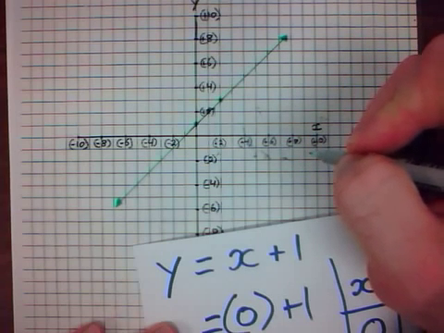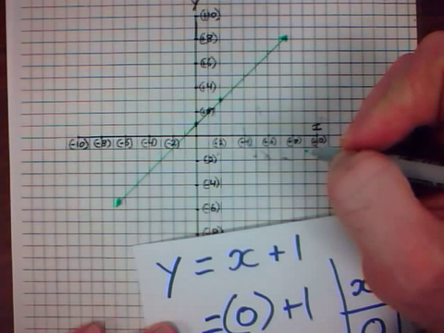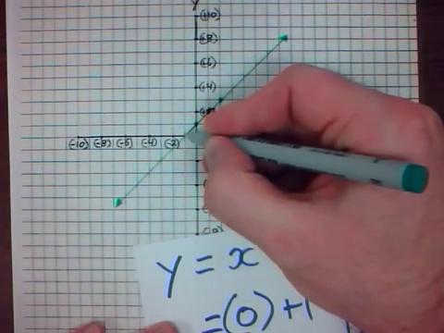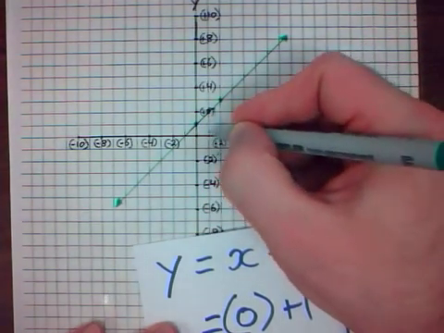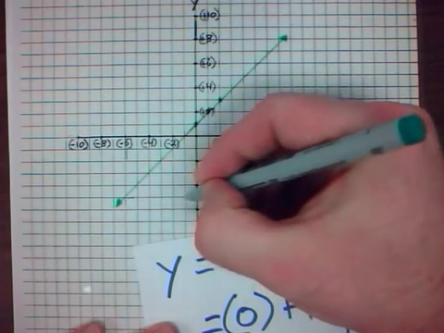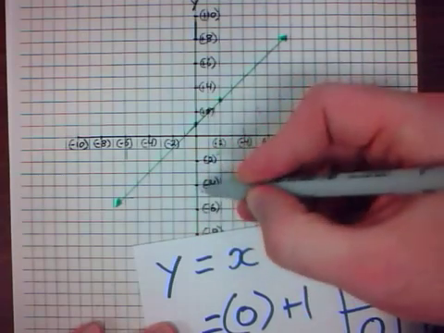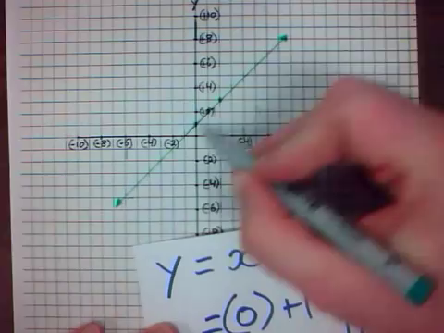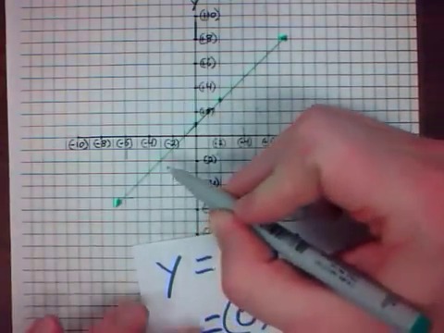What if x were negative 1? X of negative 1, y is 0. What if x were negative 6? Here we go. Negative 6, the y will be negative 5, right over here. This line shows all of the possible answers.